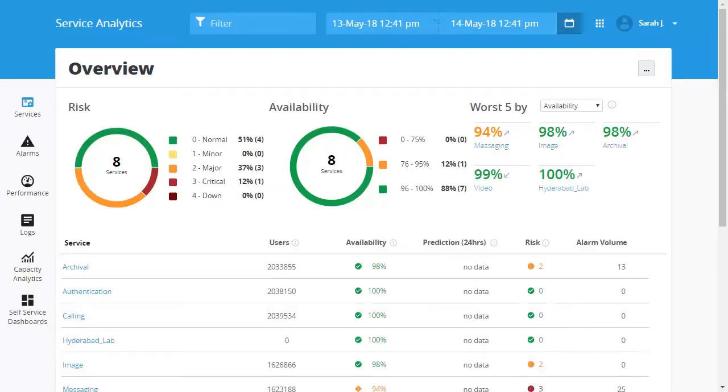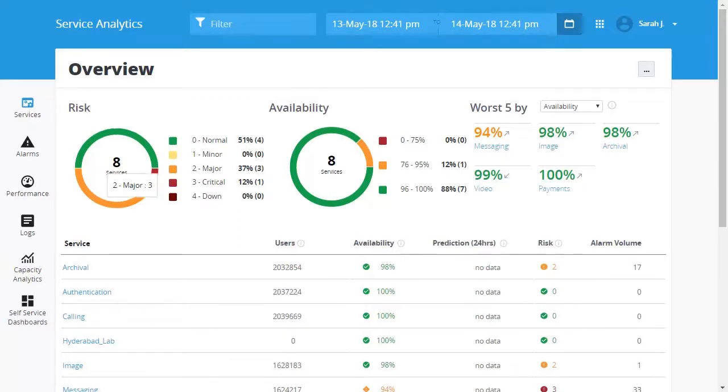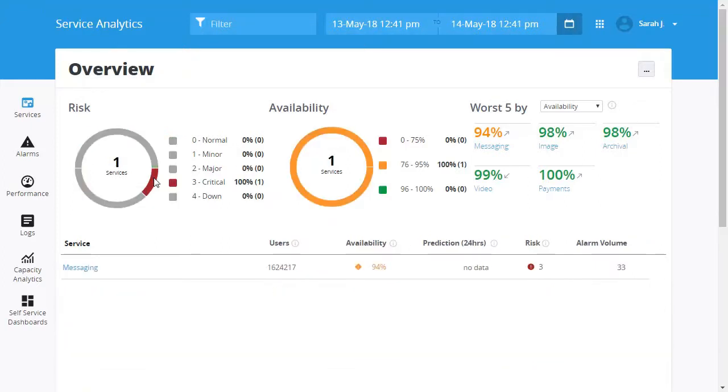Sarah logs into the CA Digital Operational Intelligence console. The Service Analytics Overview page displays all the available services and their overall health. By hovering the mouse over the Risk Donut chart, Sarah can see risk counts by type. Sarah clicks on the critical portion of the chart to see which services are at a critical risk. Sarah sees the messaging service is in the critical state.